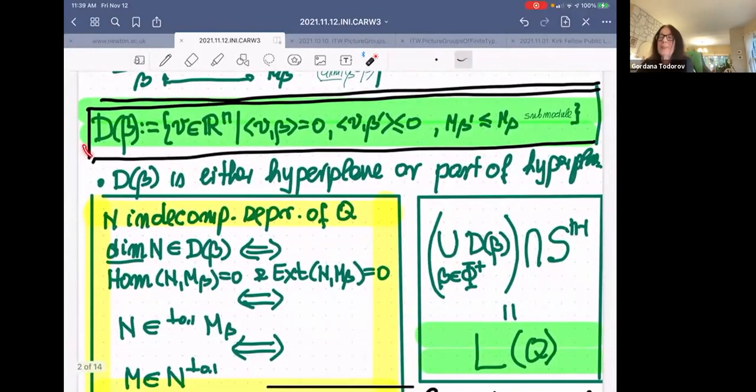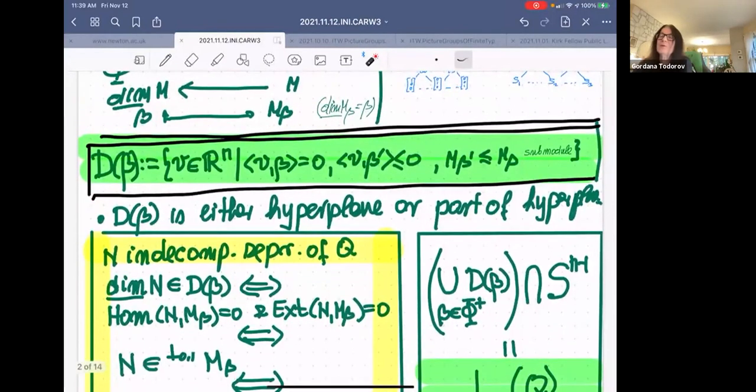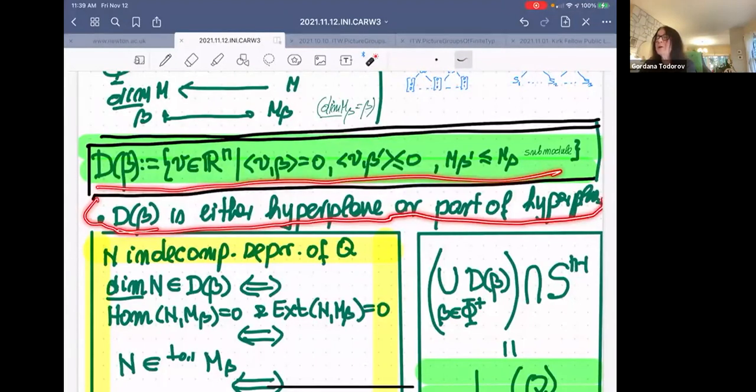d beta. So d beta is the set of all vectors V in R^n such that their Euler bilinear product with beta is 0, and the Euler product is less than or equal to 0 for all submodules of M beta. Okay, this is for beta positive. Oh, I didn't write that here. Usually when I write beta, I will not use beta for anything else but a positive root. Okay, so d beta defined this way is a hyperplane, or it is a part of a hyperplane, right?